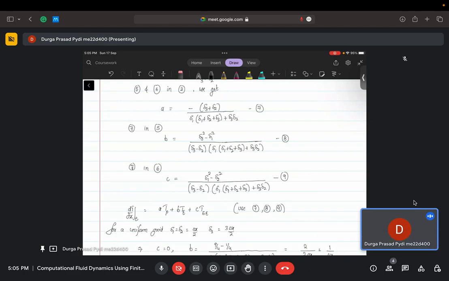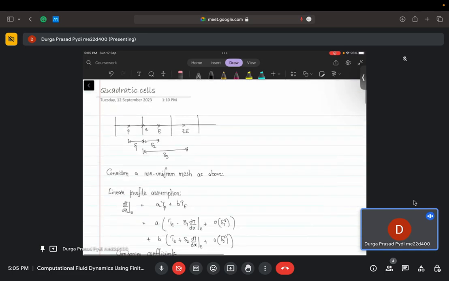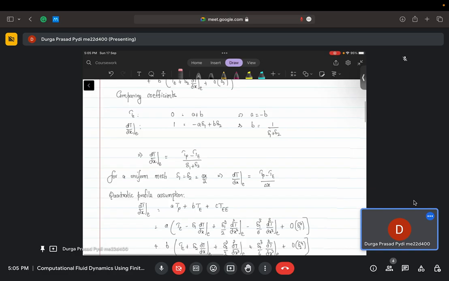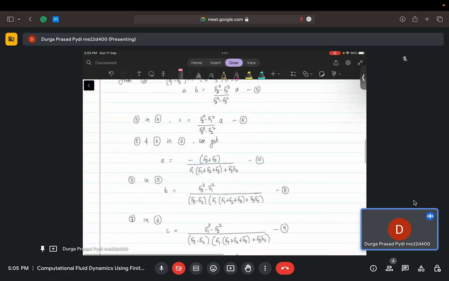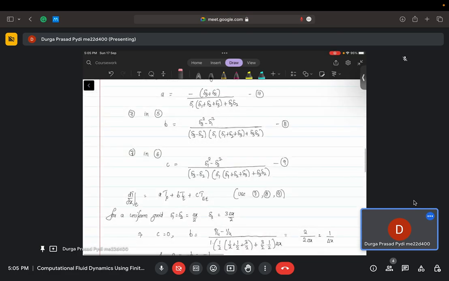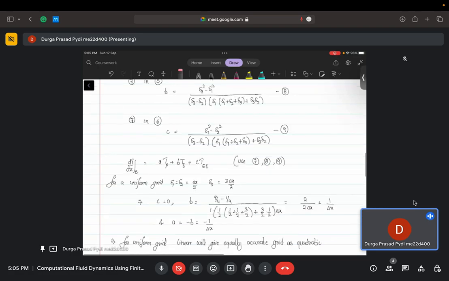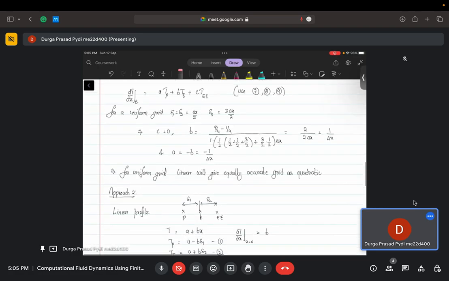In the last week when we were discussing, we assumed it to be a uniform grid. In the case of a uniform grid, we will have delta 1 equal to delta 2. If we substitute delta 1 equal to delta 2, the coefficient C will essentially be 0. That's what we arrived at last week. So for a uniform grid, considering either linear or quadratic profiles essentially gives you the same expression for the gradient on the east face.